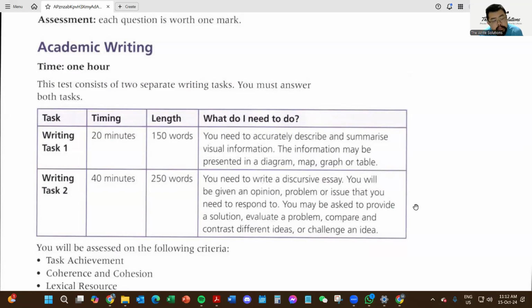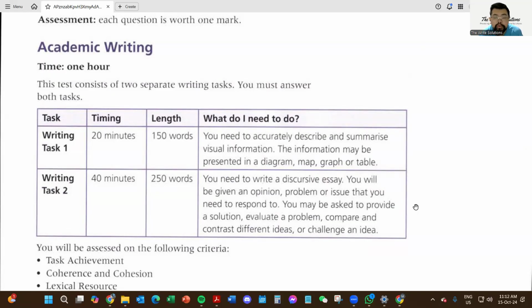But let's take a look at this. Okay, this test consists of 2 separate writing tasks. You must answer both tasks. Task 1, writing task 1. Timing, 20 minutes. Length of words, 150 words.